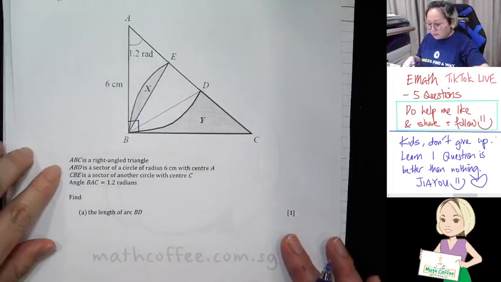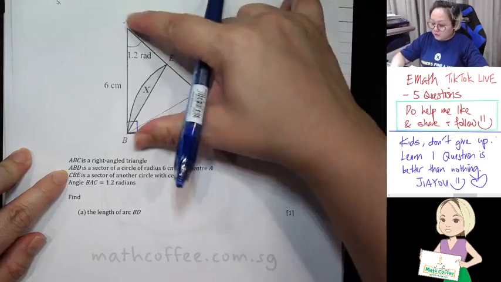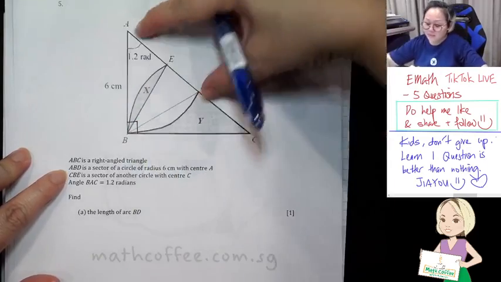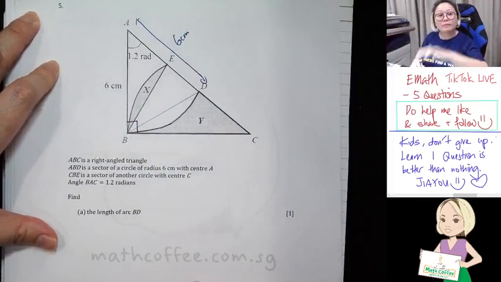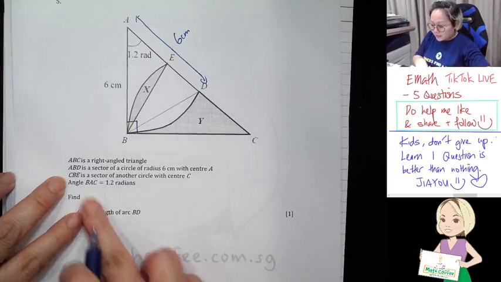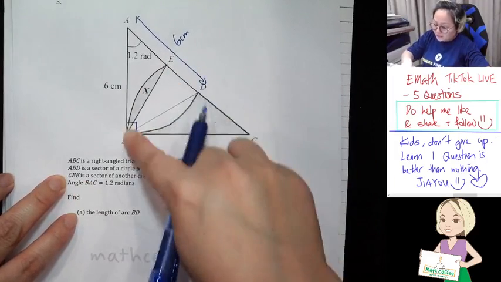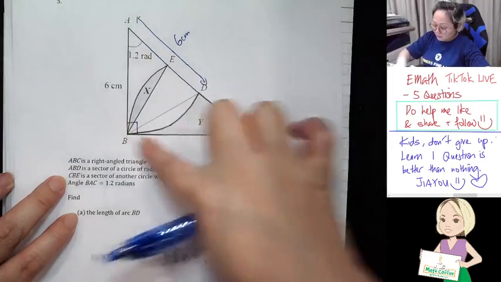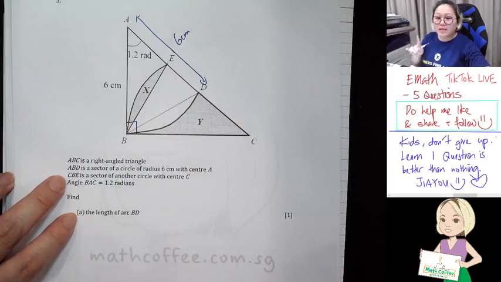They said ABD is a sector, radius 6 cm. So this side is radius, right? Kids, this side is also radius. When they say it's a sector, this side is also 6 cm. So mark out here to here is 6 cm. Then they say that CBE is another sector with center C. So in this question, there are two sectors. A sector is part of a circle.